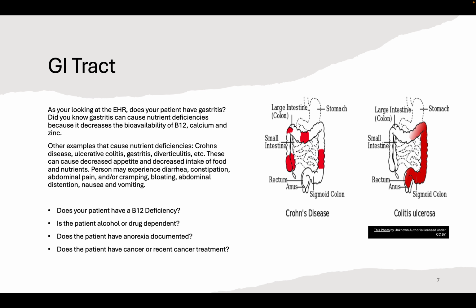People may experience diarrhea, constipation, abdominal pain, and or cramping. They might have bloating of the stomach, abdominal distension, nausea and vomiting. None of this makes you want to eat. So, does your patient have a B12 deficiency? Possibly, which could also make them malnourished.